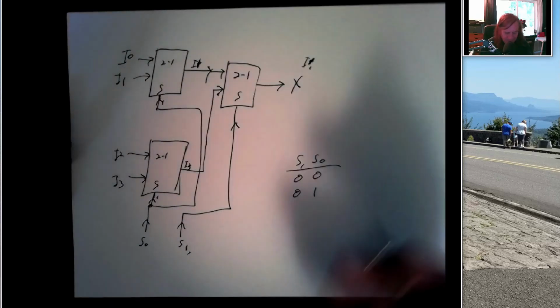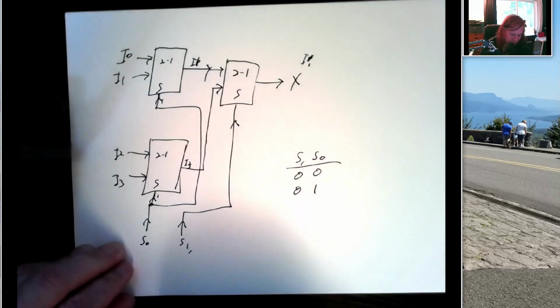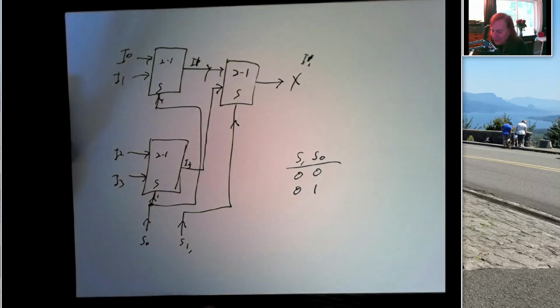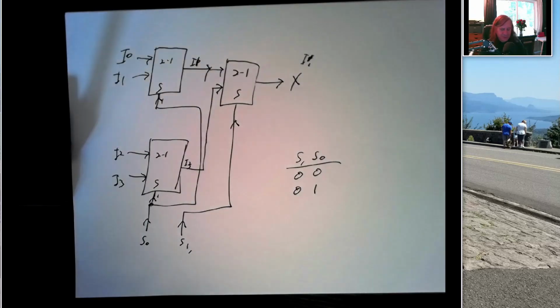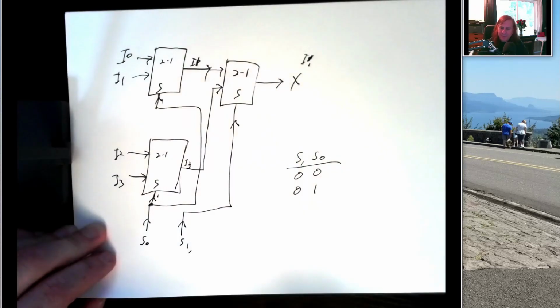And you can work through all 4 cases and see that in each case your output will be equal to one of these 4 inputs based on the binary value of S1, S0. So we can build a 4-to-1 multiplexer out of 3 2-to-1 multiplexers.